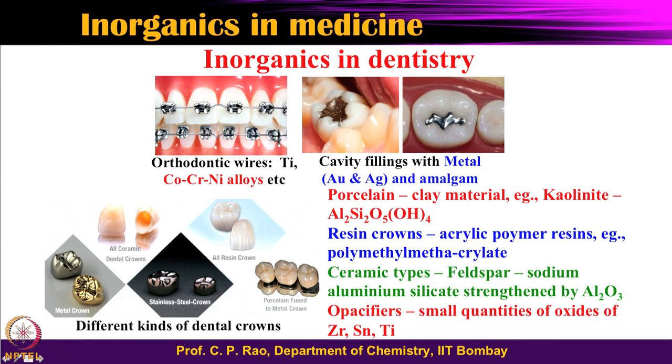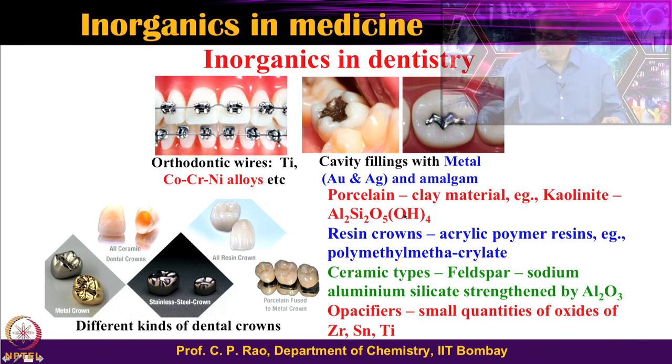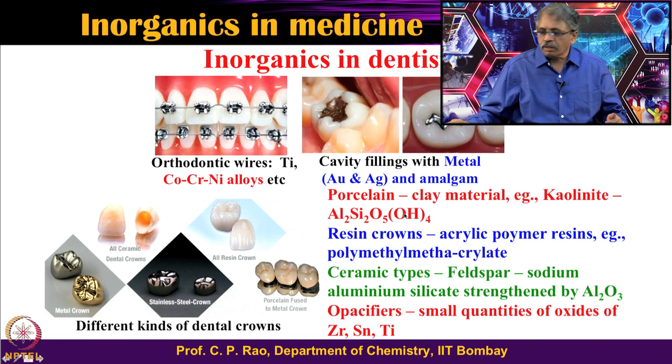Okay, so to protect these ones, you have caps. The caps can be made of porcelain. So, porcelain is nothing but a clay material. Kaolinite, this is nothing but Al2Si2O5(OH)4. So, these are all called composites. So, a variety of composite materials are used in the dental part either for filling or as caps. In fact, we can treat these things and then make them into a cap by shaping.